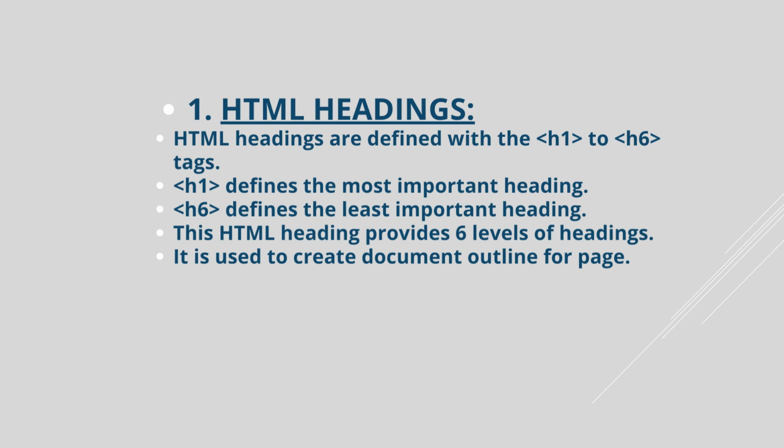HTML headings are defined with the H1 to H6 tags. The H1 tag defines the most important heading with the highest priority, and coming to the H6 tag, it defines the least important heading. HTML headings provide six levels of headings. They are basically used to create a document outline for our pages.